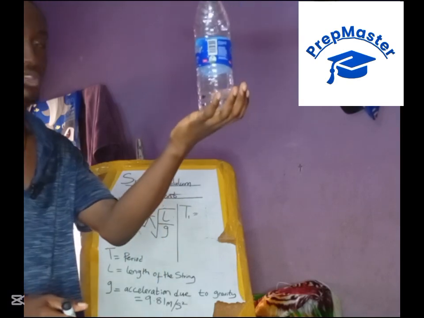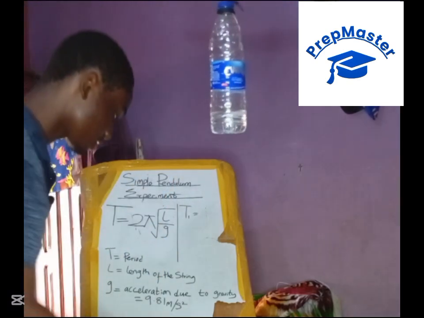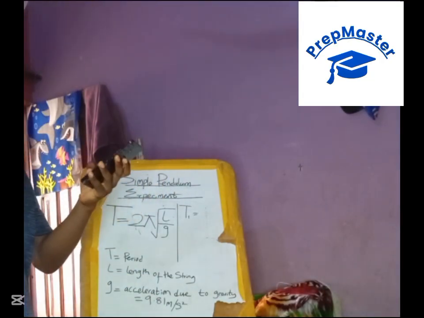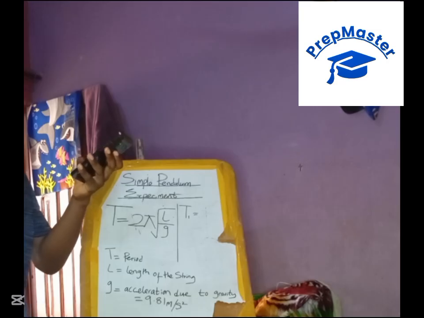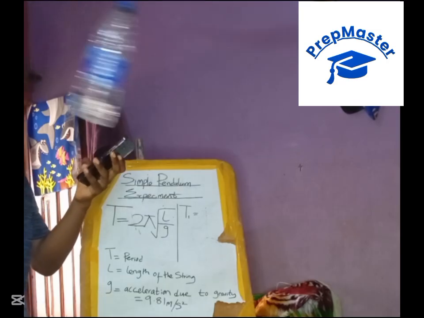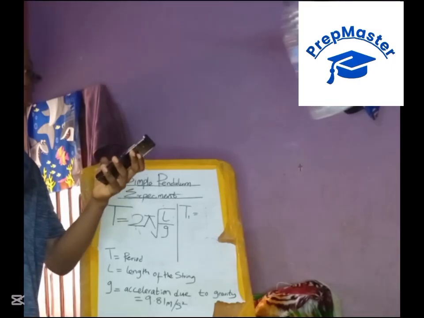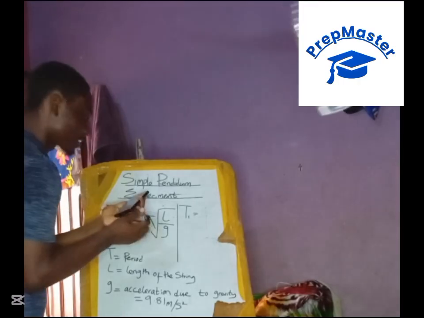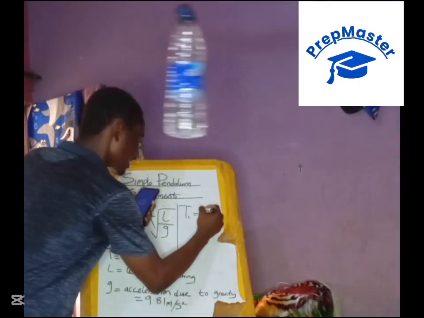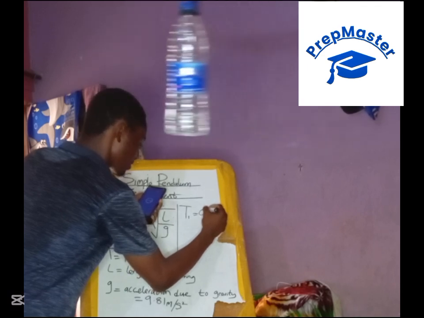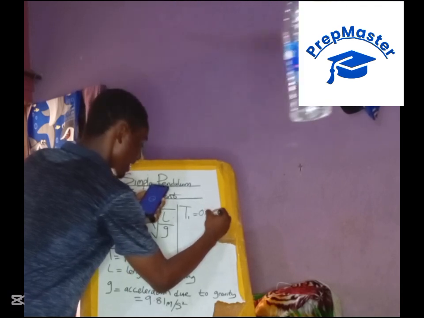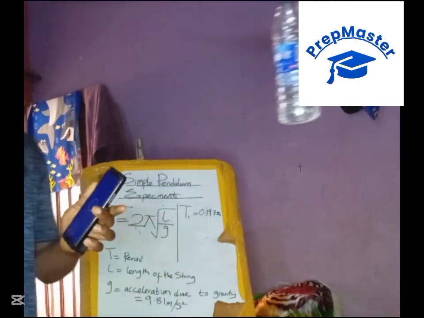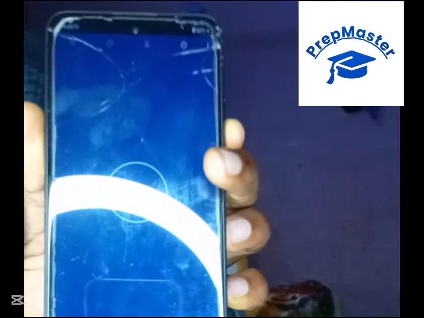Now we have this small mass of water inside the bottle. I want to take 10 oscillations. We have our stopwatch here. So we'll do 1, 2, ready, go. 9, 10. So for our 10 oscillations, we have our period of oscillation as 0.1975 seconds. You can see that right here on the screen of this phone.